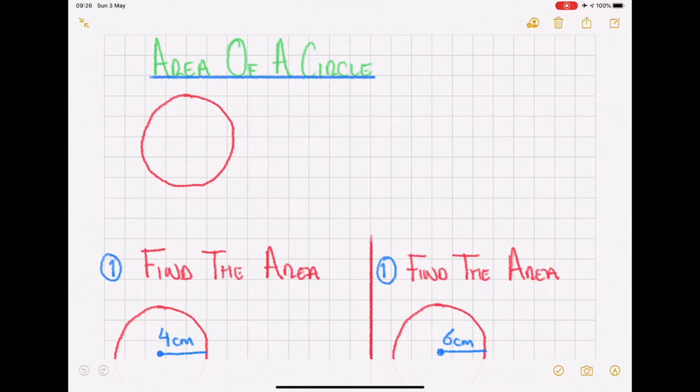Now, if you haven't done already, I would watch the video lesson on finding the circumference of a circle, as that is going to teach you the basic skills that we're going to need for this lesson. Okay, so let's jump straight into it.